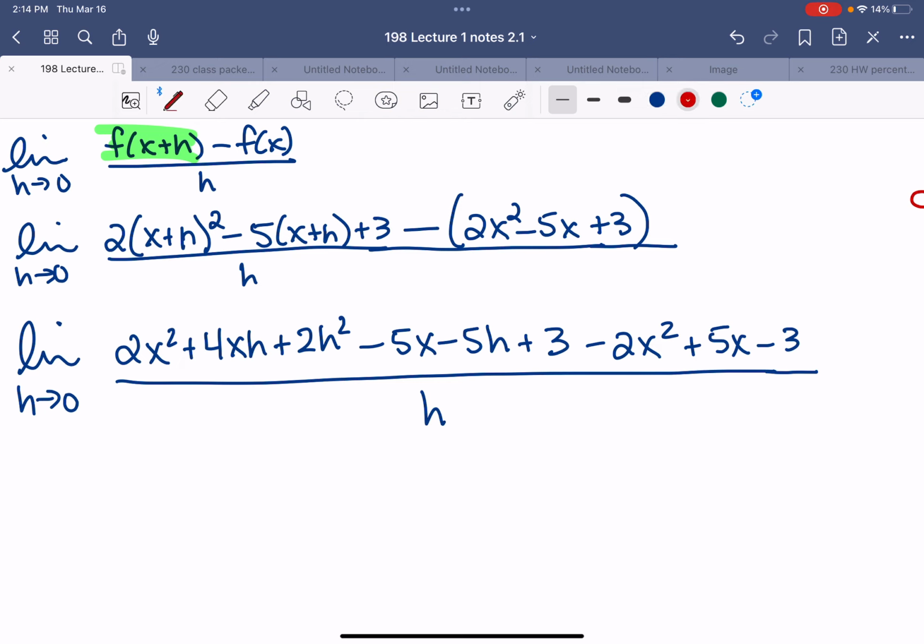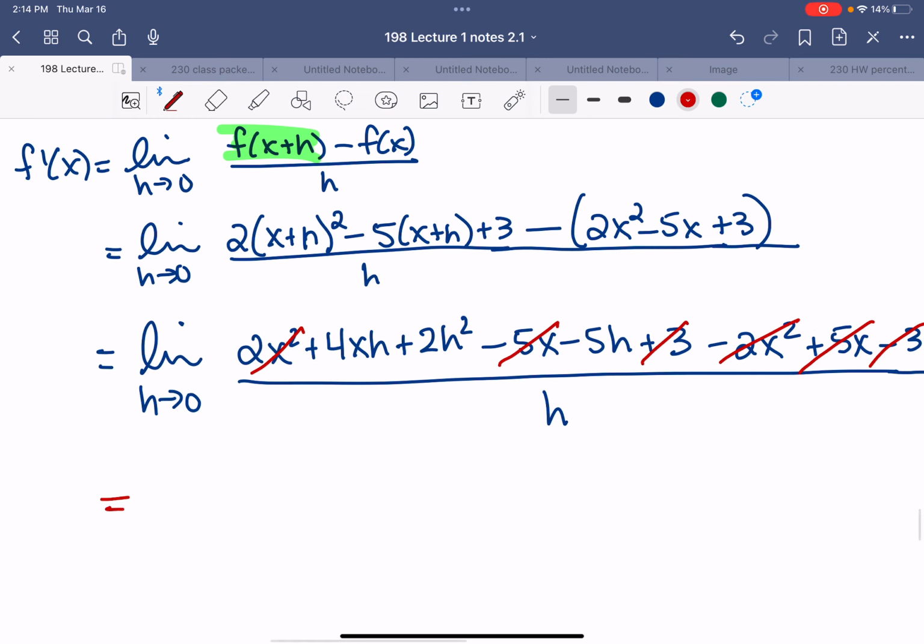From here, I'm going to cancel out anything that cancels, and everything that doesn't have an h should cancel. So my 2x squareds should cancel. My negative 5x and positive 5x, gone. Plus 3 and minus 3. And everything else should have an h in it, which it does. So I should get the limit as h goes to 0 of 4xh plus 2h squared minus 5h.